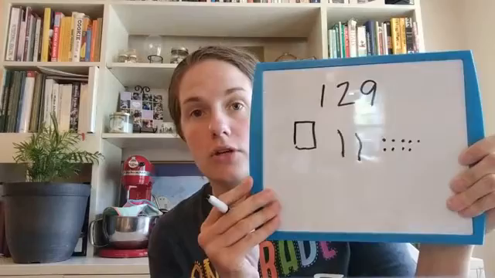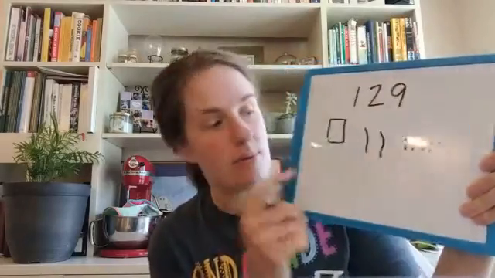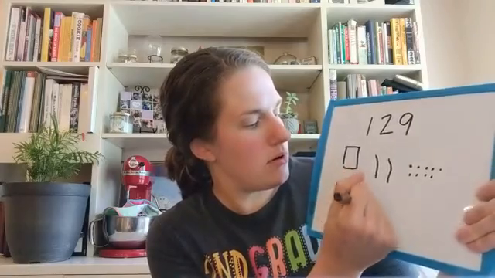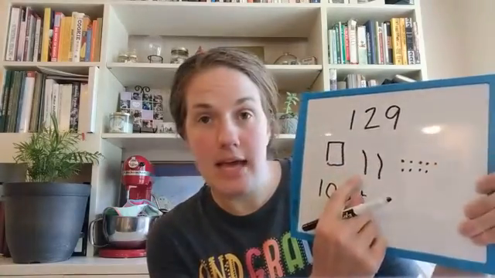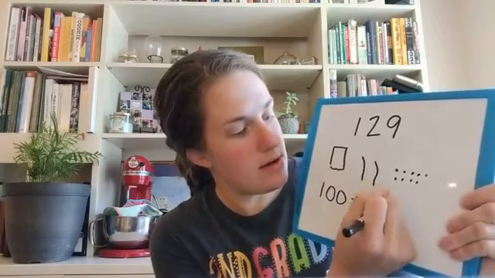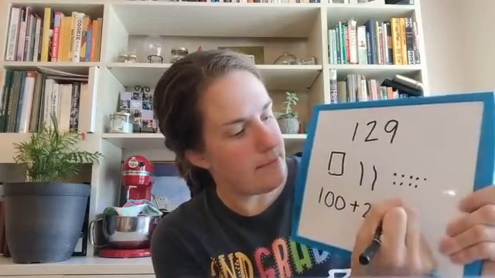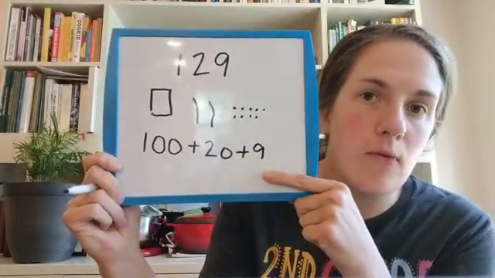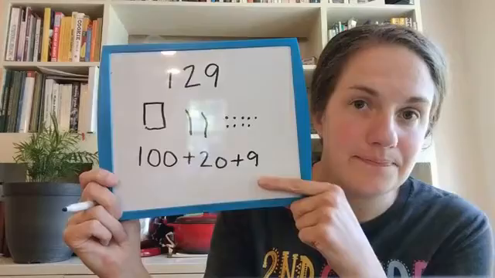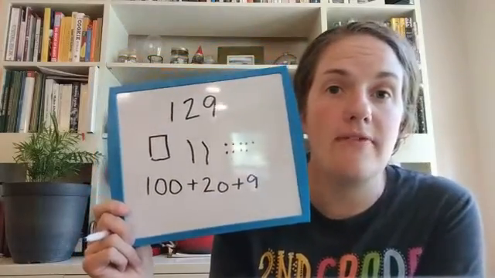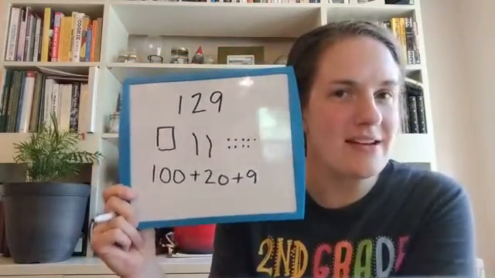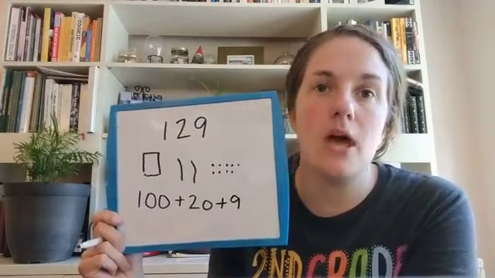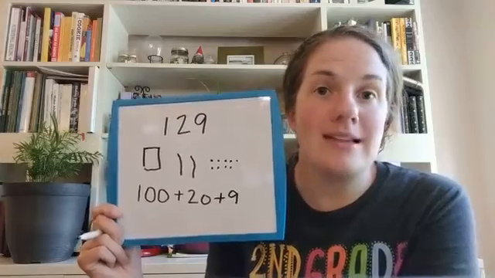Now that I have my picture, I can write the expanded form down below. We have 100 plus 20 plus 9. So this is the expanded form of 129. You're going to practice some of that on page 129. Then you're also going to practice doing some story problems. So let's practice a story problem together.